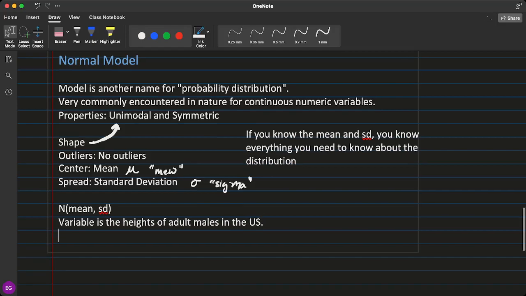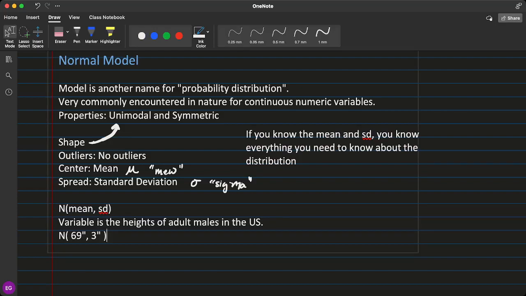You remember we looked at height from the Haynes data, and it was roughly symmetric and unimodal. It appears to be a normal distribution. If you wanted to model the heights of adult males in the United States in inches, the average or mean height is about 69 inches, which is about 5'9", with a standard deviation of about 3 inches. So this is telling us that heights of adult males in the United States have a mean of about 69 and a standard deviation of about 3.